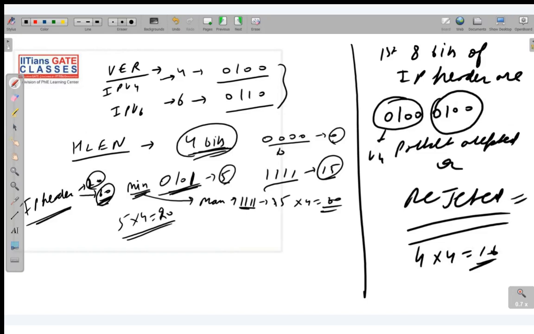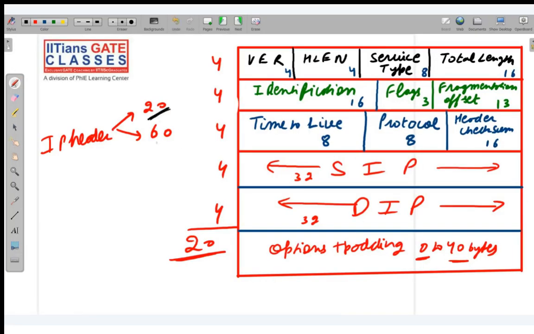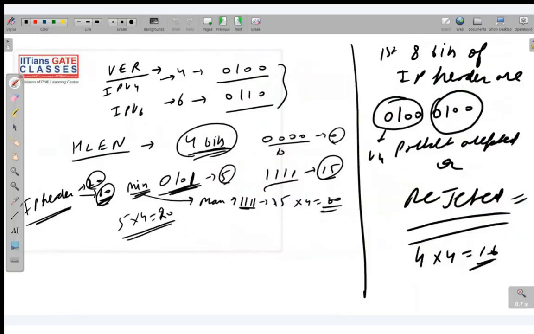Minimum 20 for the header length, maximum 60. So for 20 you will put 5, and here I have put 4. So multiply by 4 we have to do. 5 multiplied by 4 is 20. So here 4 into 4, 16. 16 is not allowed, so it is rejected.